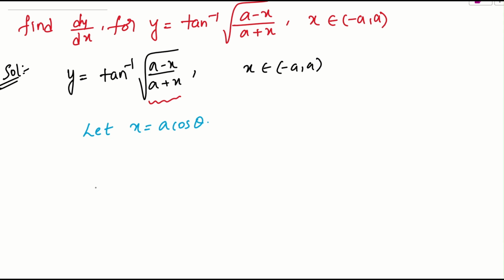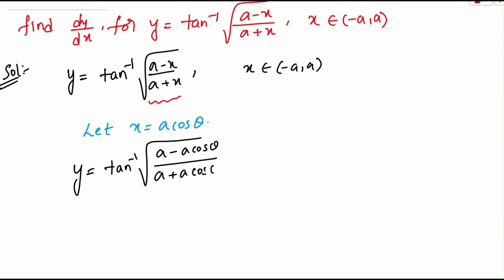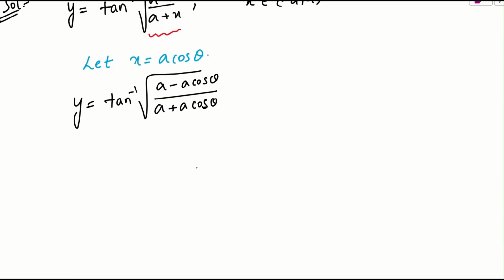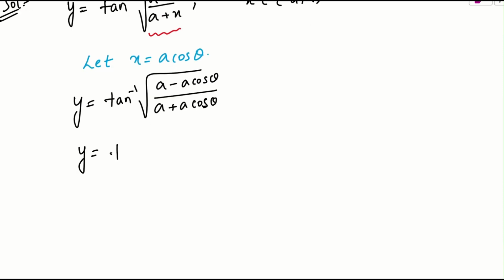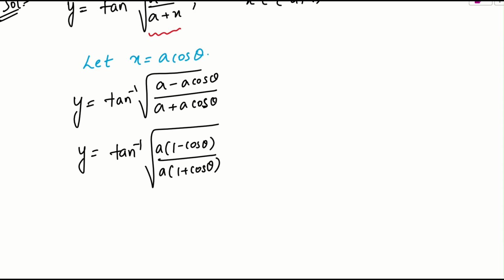If I have taken x equals a cos theta, let me write it down. Y is nothing but tan inverse of root of (a minus a cos theta) by (a plus a cos theta). Is it okay? From the numerator and denominator, simply I can take a common. This will be tan inverse of root of (1 minus cos theta) by (1 plus cos theta). We can cancel the a in both the numerator and denominator.